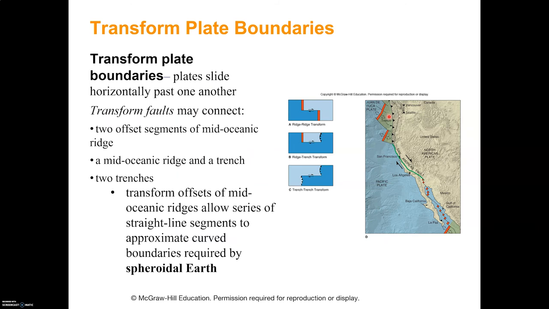A transform plate boundary. These slide horizontally past one another, just like in a transform fault. You can have two offset segments of the mid-ocean ridge, a mid-ocean ridge and a trench, or two trenches. And these transform offsets of mid-ocean ridges allow for a series of straight line segments to approximate the curved boundaries required by the spheroidal Earth. In the last lecture, that's what I was trying to explain. I think I was using the example of paper around a ball or something along those lines.